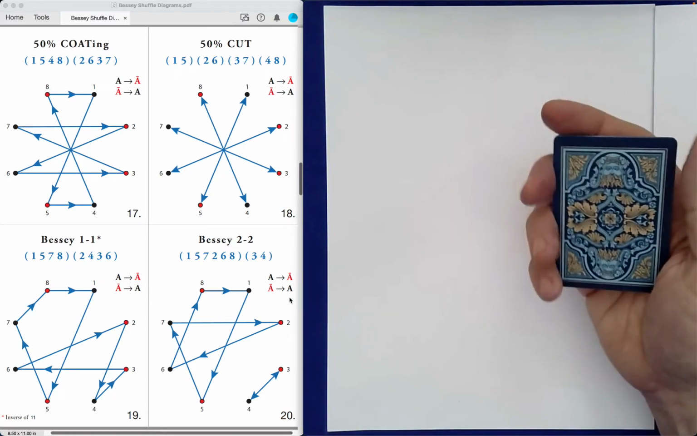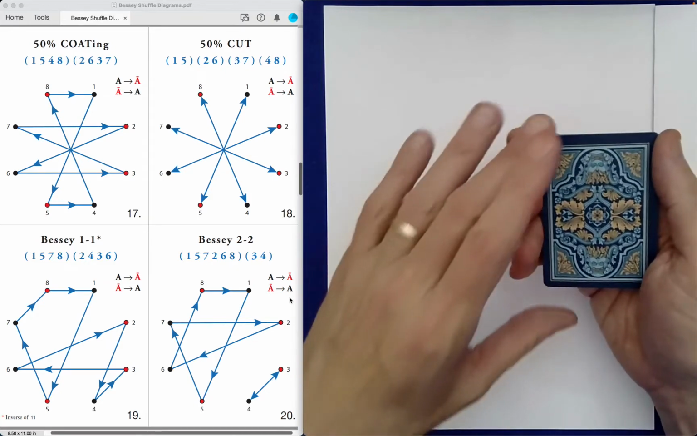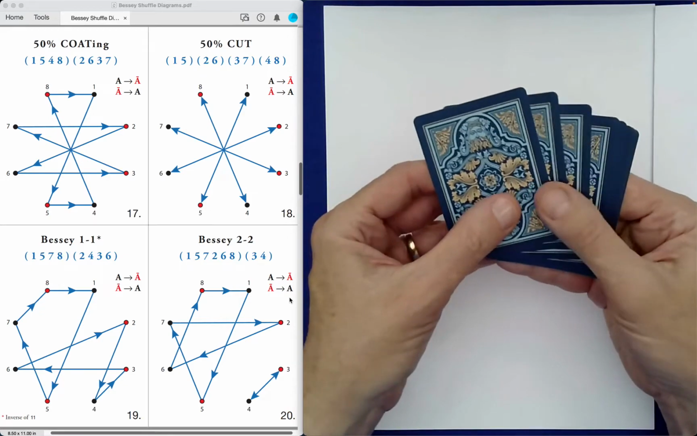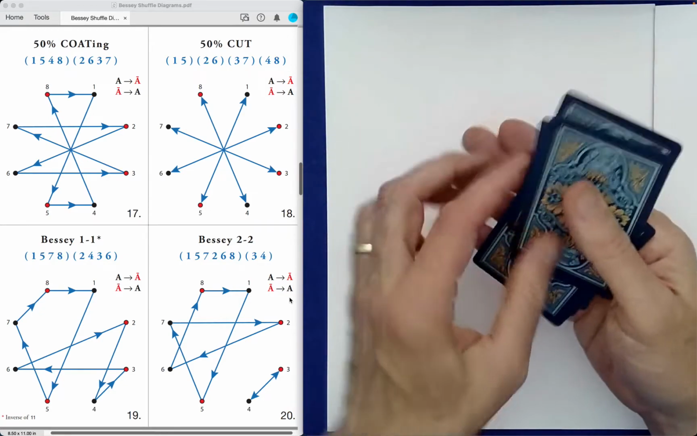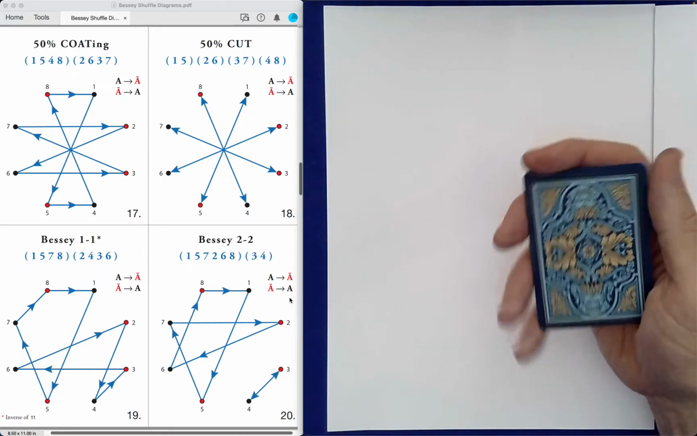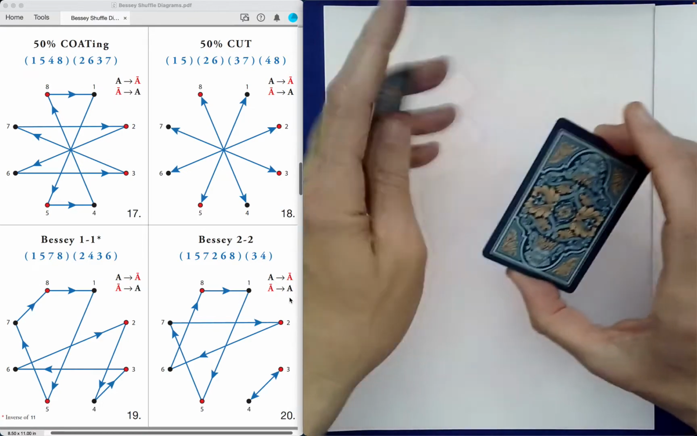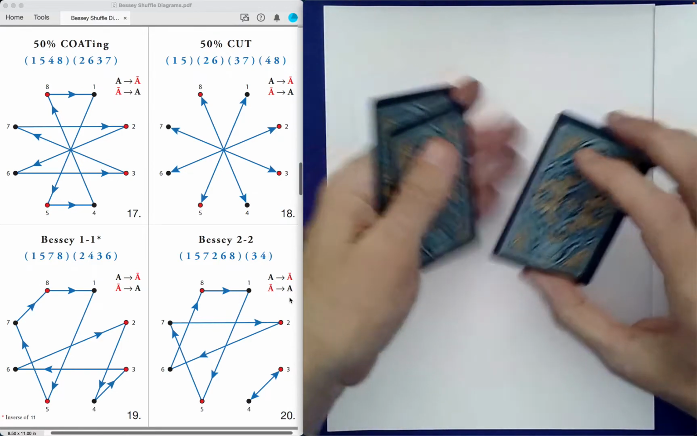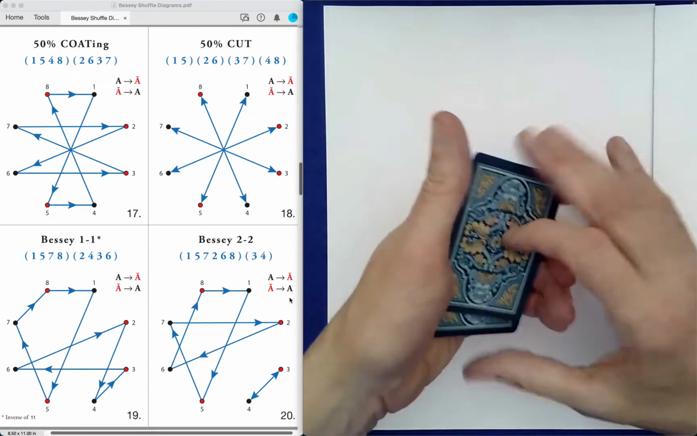Which one would you like next? Maybe you'll say the 50% cut. So this is where you just push over the top 4 cards and move them to the bottom. That's a 50% cut. Maybe you'll say the Bessey 2-2 next. That's just fine. So we'll go 1, 2 from the top, 1, 2 from the bottom, 1, 2 from the top, 1, 2 from the bottom.